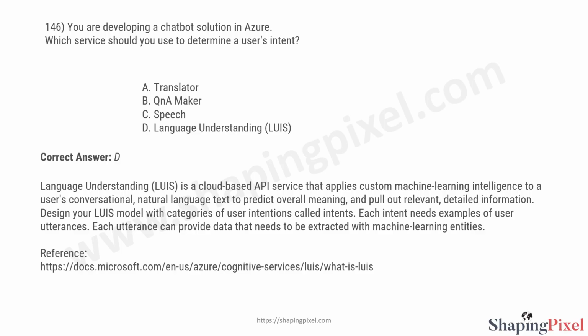So language understanding is a cloud-based API service that applies custom machine learning intelligence to a user's conversational natural language text to predict overall meaning and pull out relevant detailed information. Design your LUIS model with categories of user intentions called intents. Each intent needs examples of user utterances. Each utterance can provide data that needs to be extracted with machine learning entities.